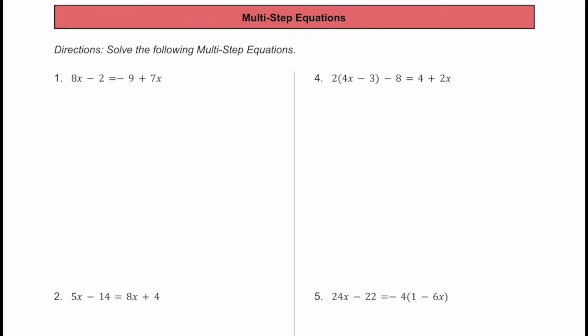Let's practice solving some multi-step equations together. So for number 1, we have this equation of 8x minus 2 is equal to negative 9 plus 7x. Okay, so we have 4 different options.